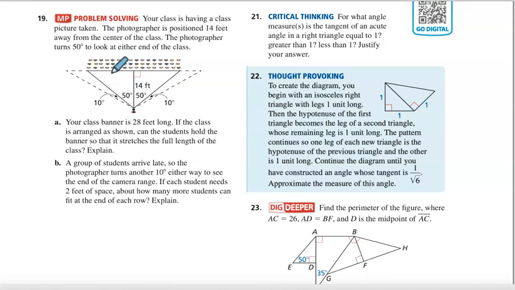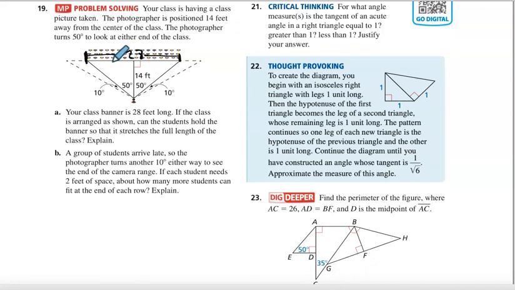So the banner is 28, so I need this whole thing here to be 28 from here to here, assuming it's 50 degrees. So let's figure out this side first, right? Because I could do that.